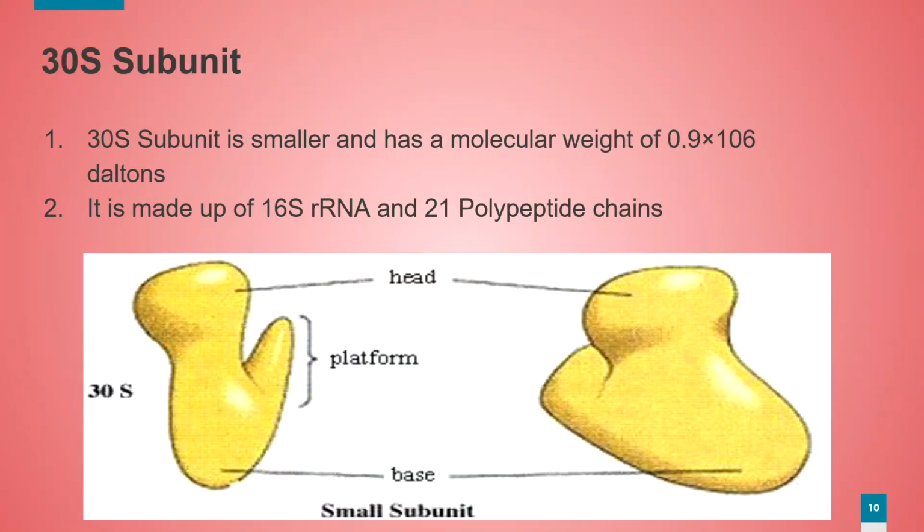The 30S subunit is smaller and has a molecular weight of 0.9 into 10 to the power 6 daltons. It is made up of 16S rRNA and 21 polypeptide chains. In this diagram, we can show the two parts of the subunit: the head part, the middle one is the platform, and the end is the base, that is the small subunit.